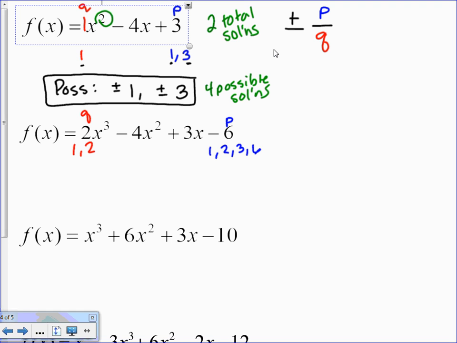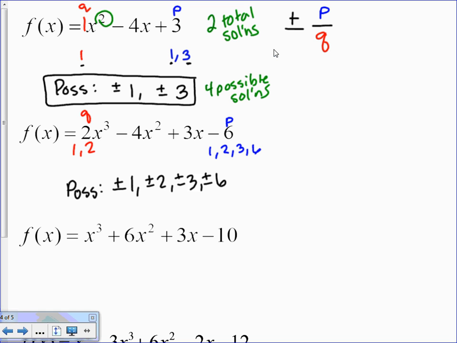themselves, right? So when I make my list of possible solutions, I'm going to say plus or minus 1, plus or minus 2, plus or minus 3, and plus or minus 6. That's taking each of these p's, 1, 2, 3, 6, and putting them over 1. Something over 1 is just itself.